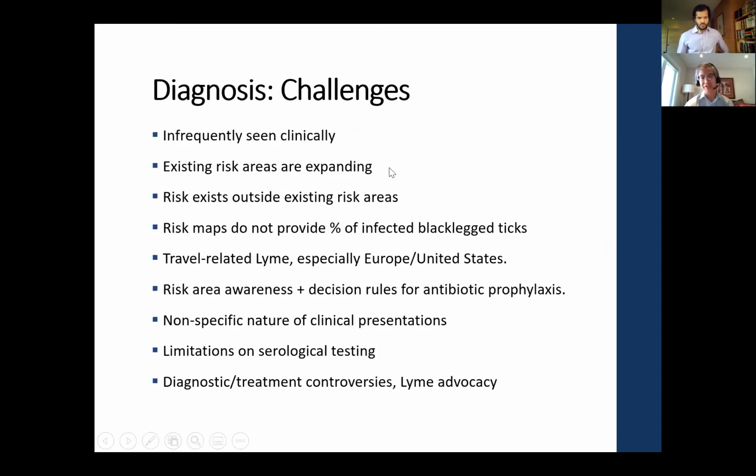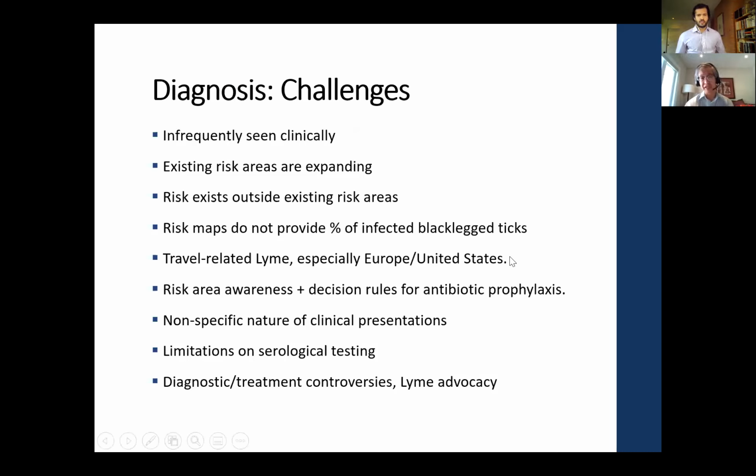The existing risk areas are expanding. So there's just more risk of black-legged ticks and infected black-legged ticks. The map itself is not all-encompassing because there is risk outside the yellow areas that are identified by Public Health Ontario. And we don't do active surveillance everywhere. So even though the area might be white, we certainly can't rule it out. The maps don't provide a percentage of infected black-legged ticks. And like Dr. Shepherd-Jones said, our area is about 5%, but we don't know which areas are perhaps more concentrated.